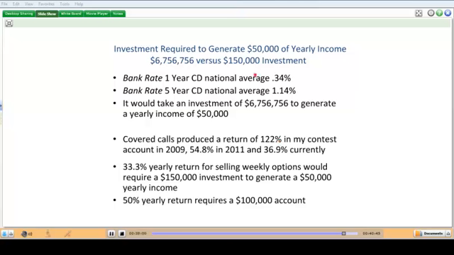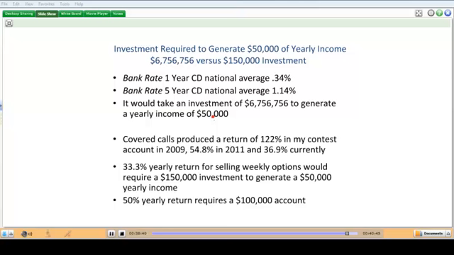So if you want to generate $50,000 of yearly income and you split your money evenly between 1 year and 5 year CDs, it would take $6,756,000 to generate a yearly income of $50,000. Not many people have $6.7 million they can invest to generate that. Of course, with these CDs you have no risk, but it takes an awful lot of investment to make this $50,000 in yearly income.